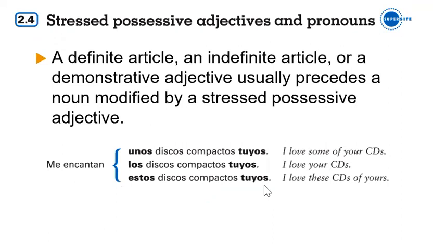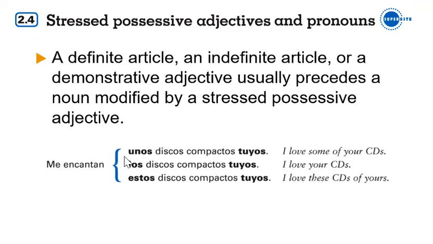This is what I just said. You'll see it often with a definite article, an indefinite article, or a demonstrative. And here's an example of each of those. Looks like we've got a sentence here. We've got me encantan, and then there are three possibilities we can use, really using the same thing. You can see just slight variations in its meaning, but more or less the same thing.